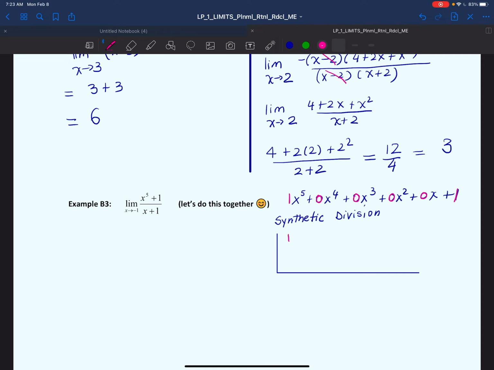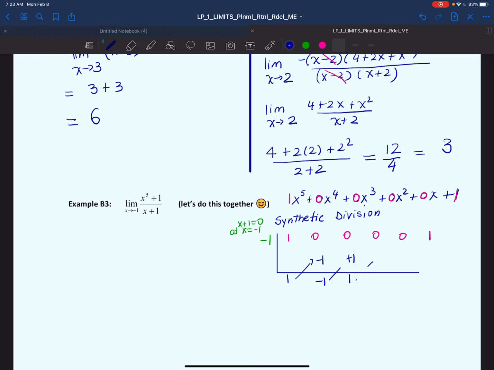So we have 1, 0, 0, 0, 0, 1. And the divisor is x plus 1, so negative 1 will go right here. So x plus 1 equals 0, and x equals negative 1. Bring 1 down, multiply 1 by negative 1, then add.